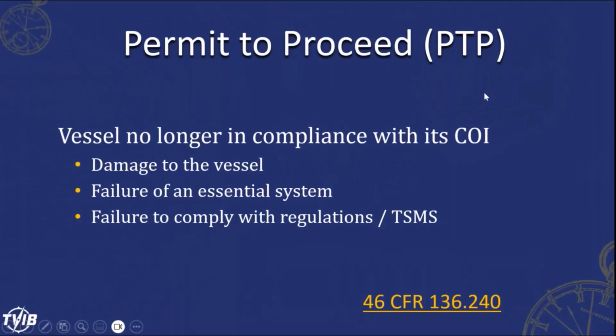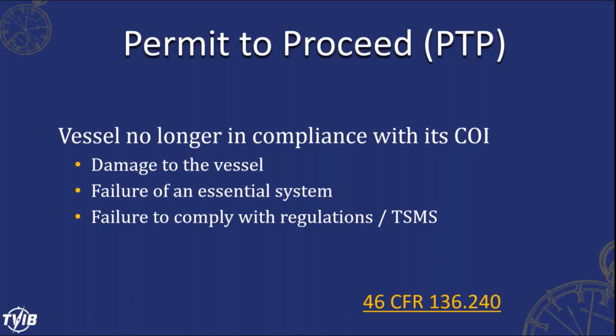So let's talk about what a permit to proceed is, also known as the Coast Guard 948 form, to proceed to another port for repairs. And this could be required for a towing vessel that is no longer in compliance with its COI. Could be a marine casualty as defined by NAVIC 01-15, which is a casualty that affects essential systems, including a reduction in or loss of propulsion, steering, electrical power.